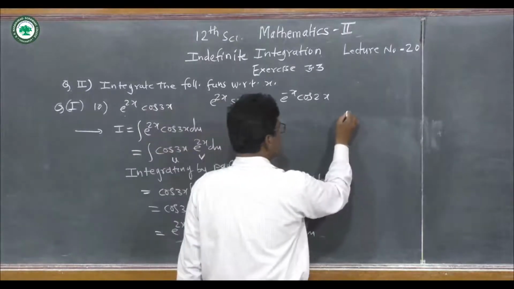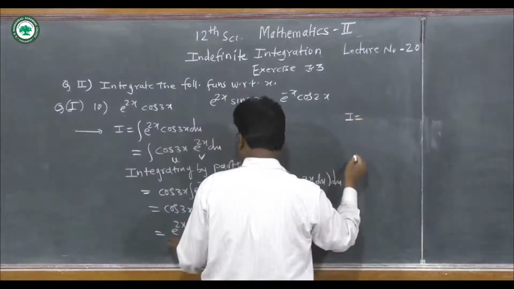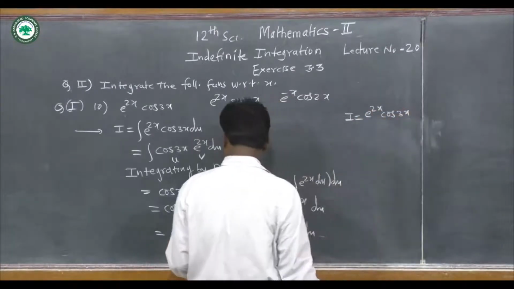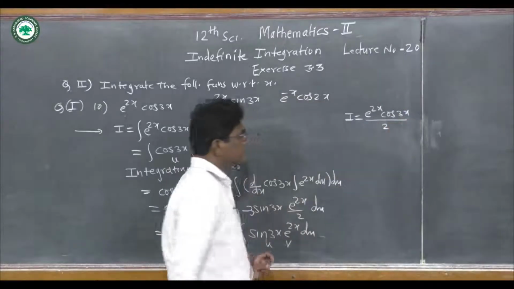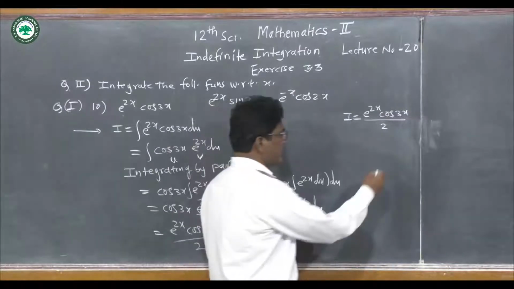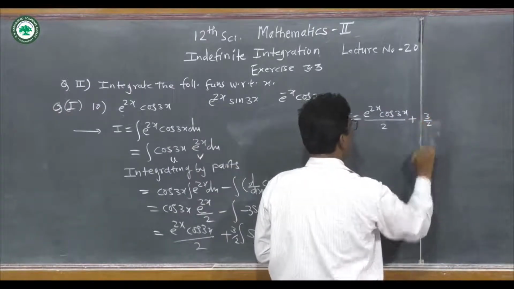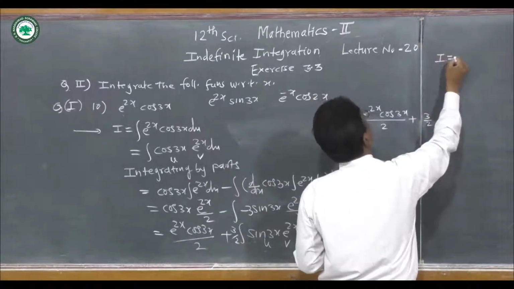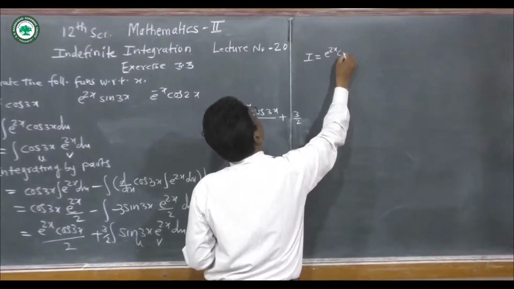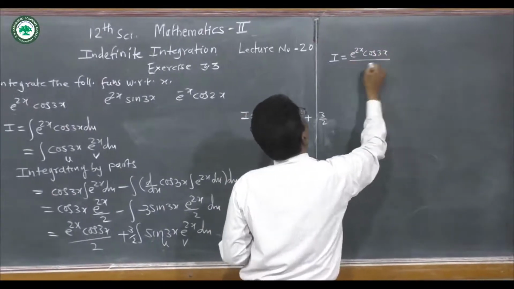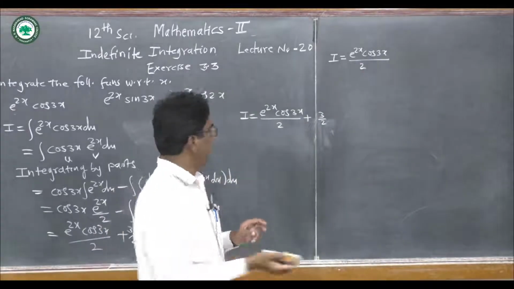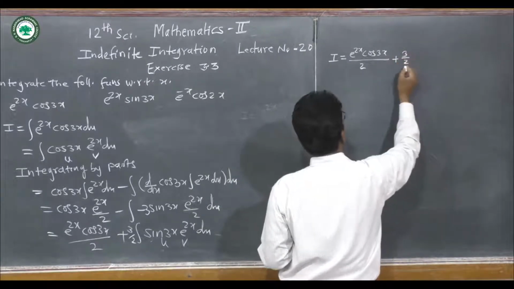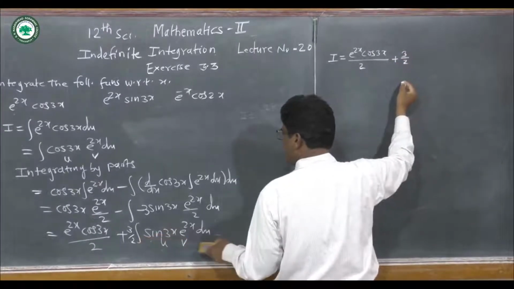So I is equal to e to the power 2x into cos of 3x divided by 2 as it is, plus 3 by 2. We write this here: I is equal to e to the power 2x into cos of 3x divided by 2, plus 3 by 2, and now use here integration of uv dx.